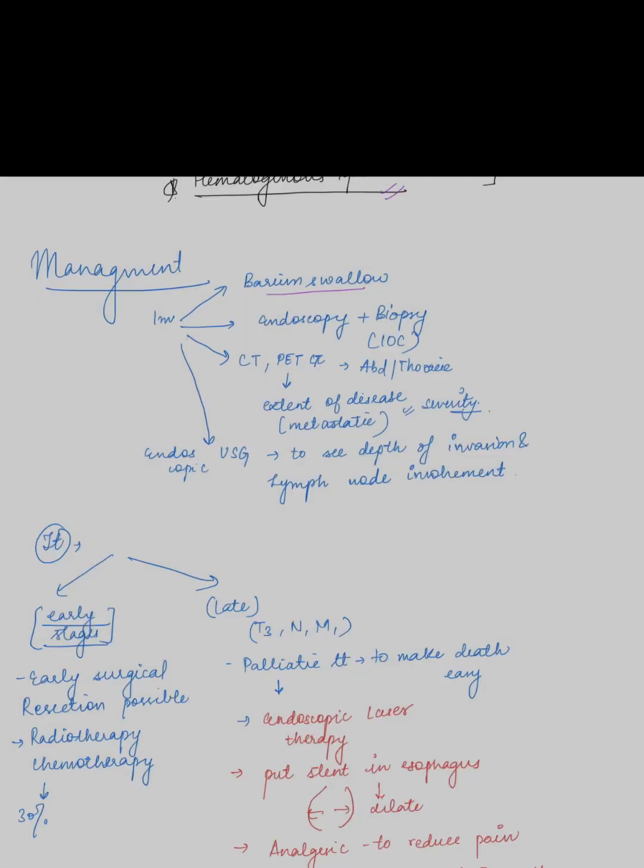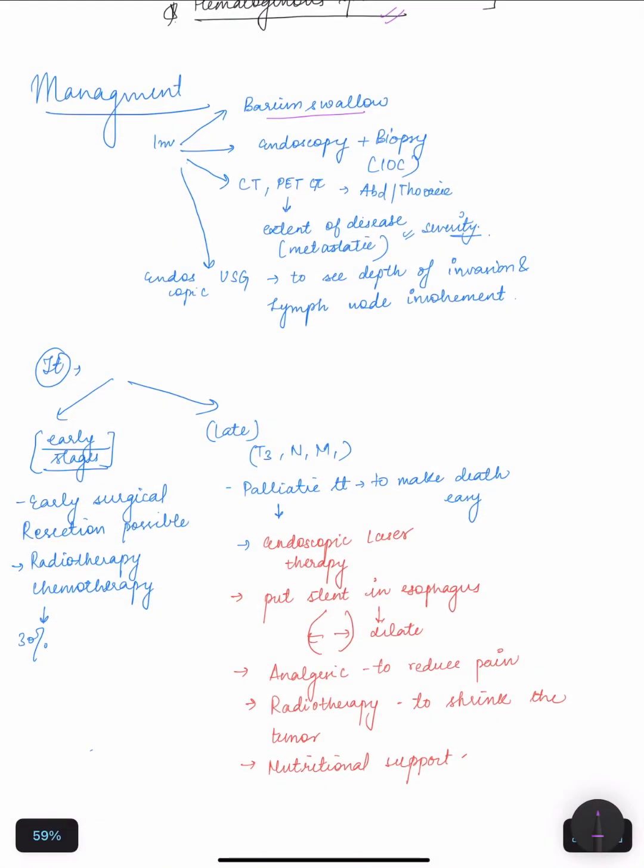Investigations can be barium swallow, which we have done in achalasia cardia and diffuse esophageal spasm, and endoscopy plus biopsy, and this is the investigation of choice. CT, PET-CT for abdominal and thoracic to rule out the extent of disease, metastasis, and the severity of the disease. Endoscopic ultrasound to see the depth of invasion and lymph node involvement.